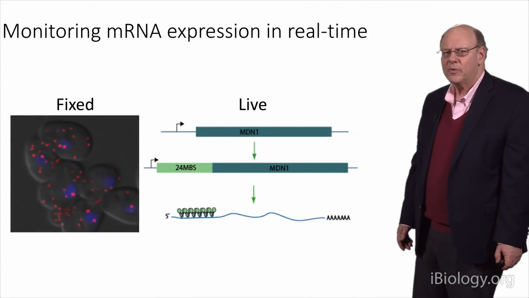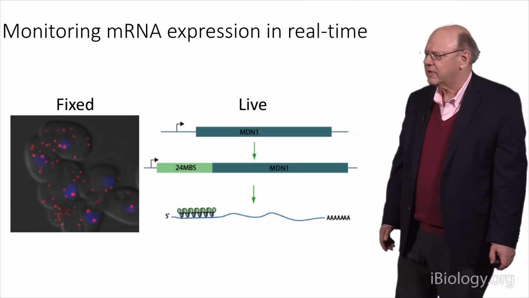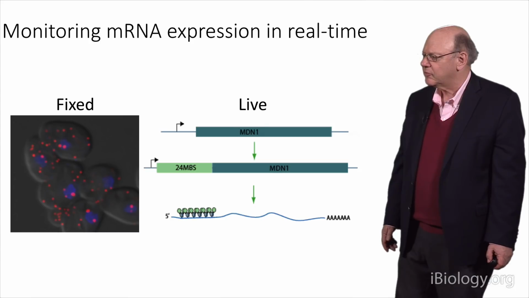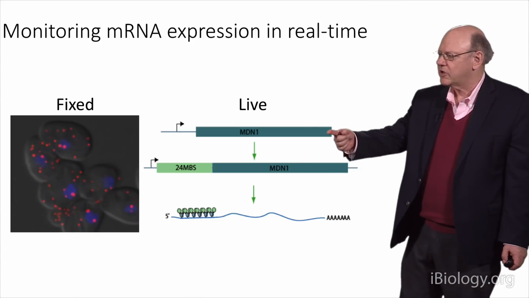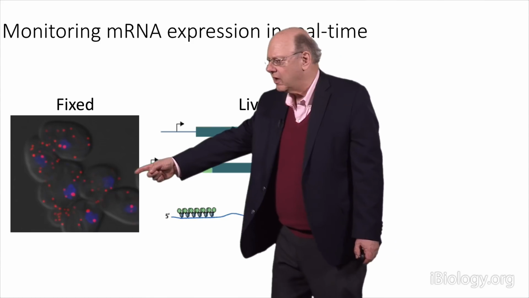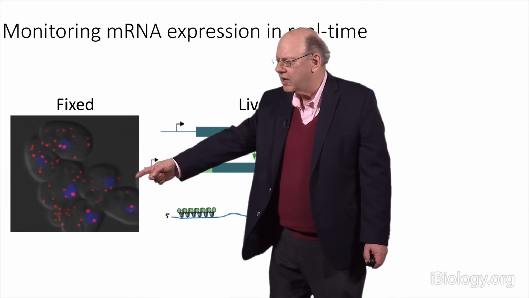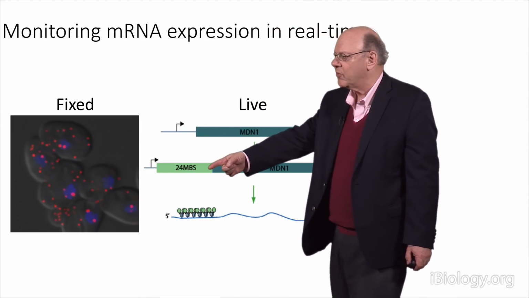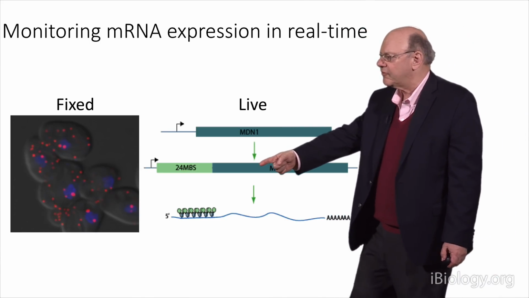So how would we use these stem loops to understand and observe transcription as it occurs in real time? Here we're using a gene called MDN1, which is the largest gene in yeast. And as you can see over here, this is the in situ image. Each of these yeast cells has about 5 to 10 of these genes expressed as mRNA. And what we want to do is to take this gene, and we're going to put these stem loops right in the front of the gene.